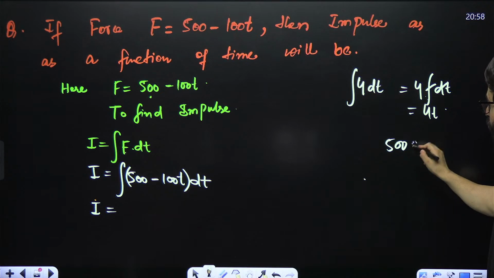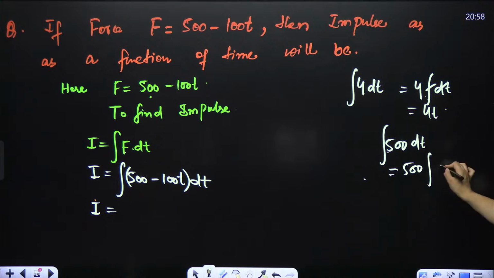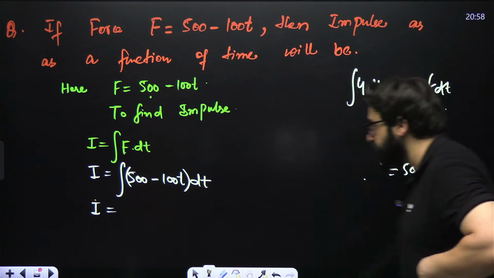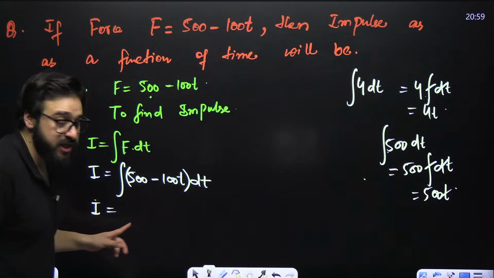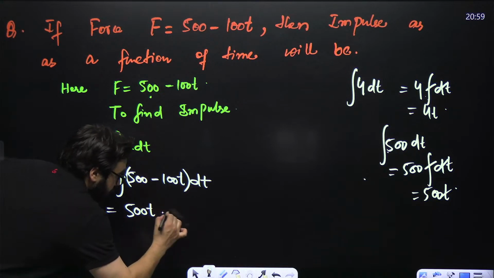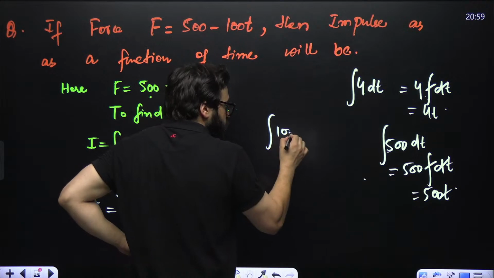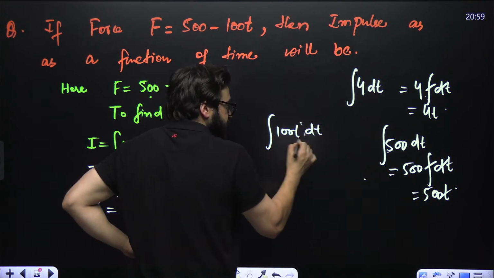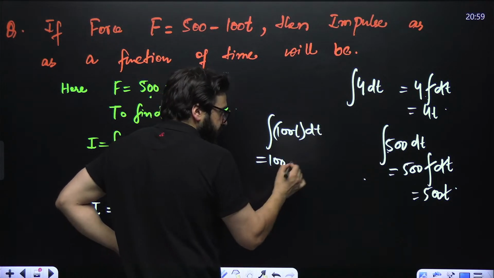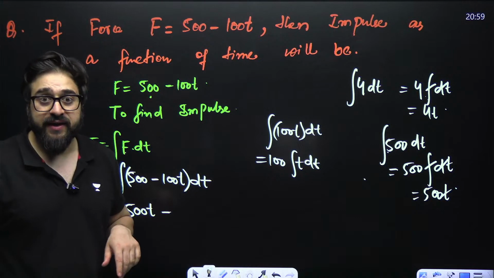Similarly, if you have got 500 dt its integration. 500 is constant, take it out, integration dt. This and this will cancel, so it will come out to be 500t. So I can say in this particular case, this will be integration of 500 is 500t minus integration of 100t. Guys, see, this is integration of 100t and then we say dt. 100 is constant, take it out, so this will be 100 integration of t dt. What is the integration of t?